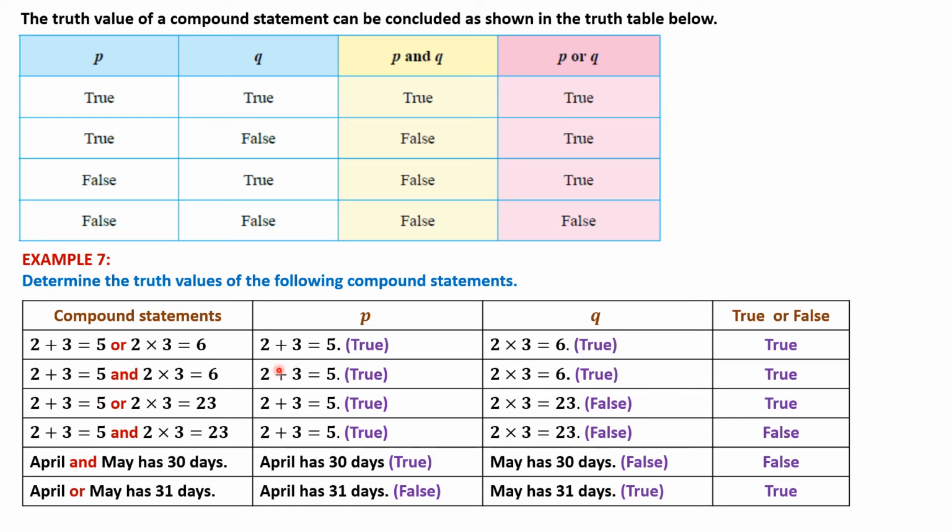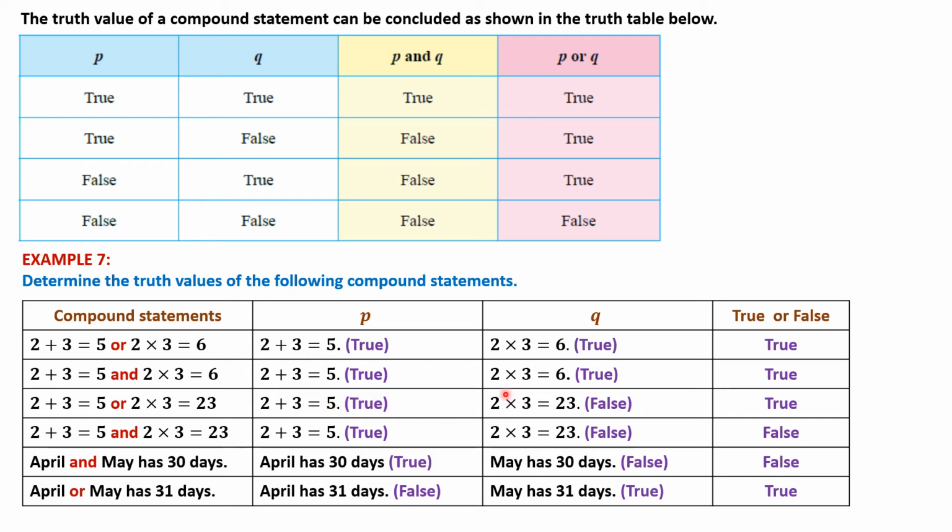How about the second example? In the second example, we use "and", right? So, we determine the first sentence, this one is true. And then the second statement is still true. So, both are true. That means when we use "and", the compound statement is still true, okay?